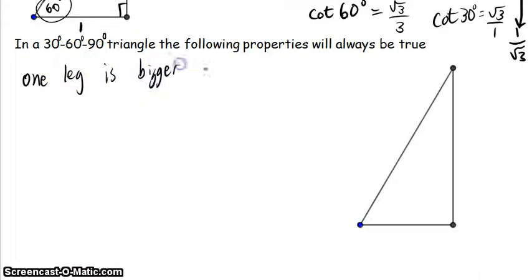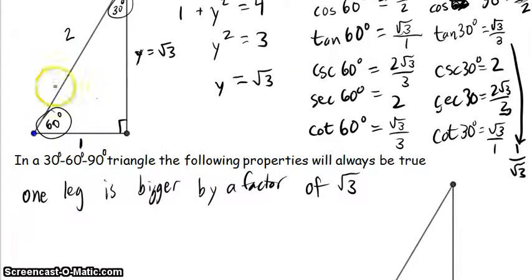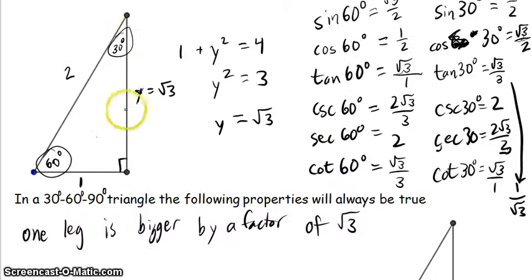First of all, one leg is always bigger by a factor of the square root of 3. So what does that mean? Well, if this had been 4, this would have been 4 square root of 3. If this had been 10, this would have been 10 square root of 3. So this factor of the square root of 3 just is multiplied in because this is the bigger leg.